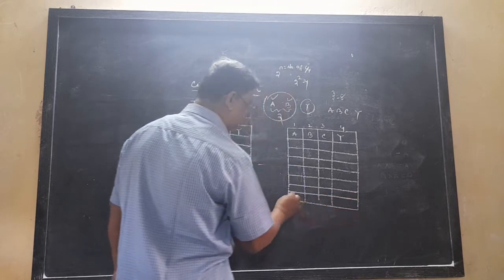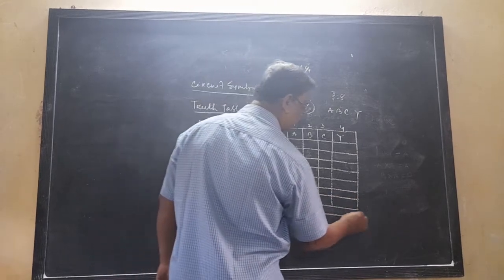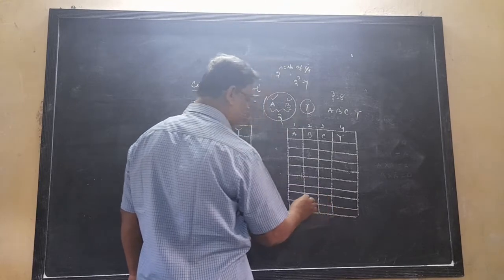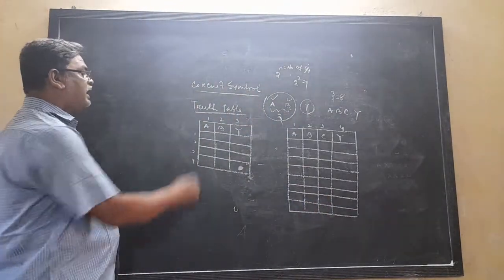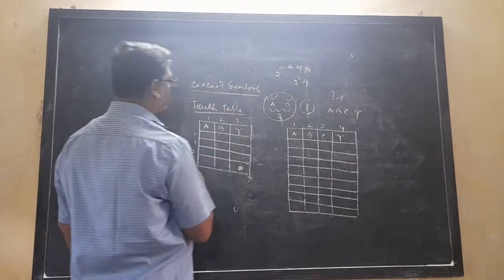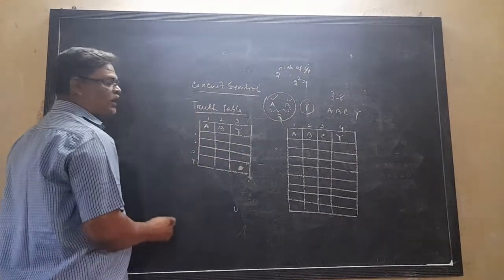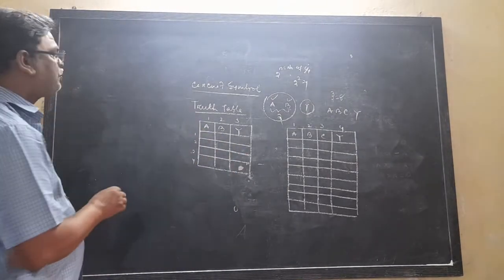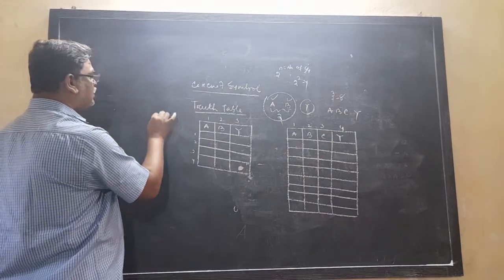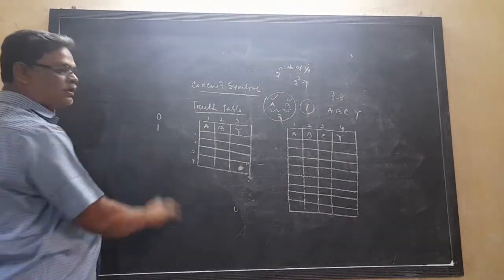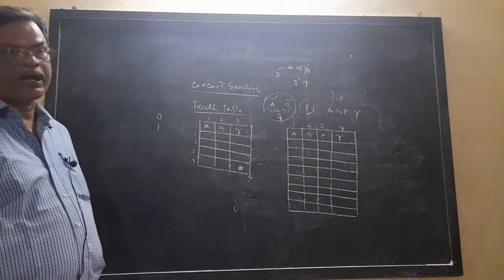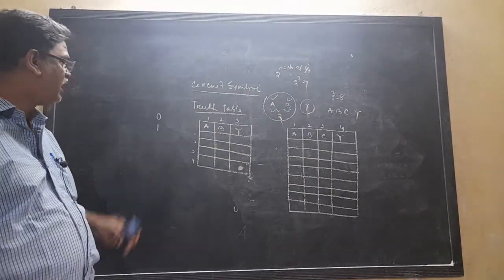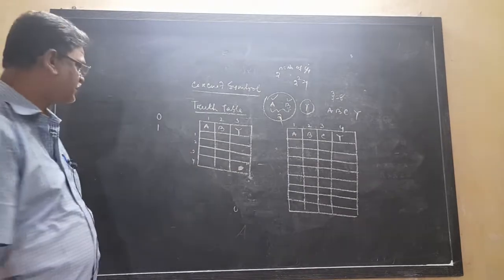Now, for each input there are two values, 0 and 1. Low is represented by 0, high is represented by 1.